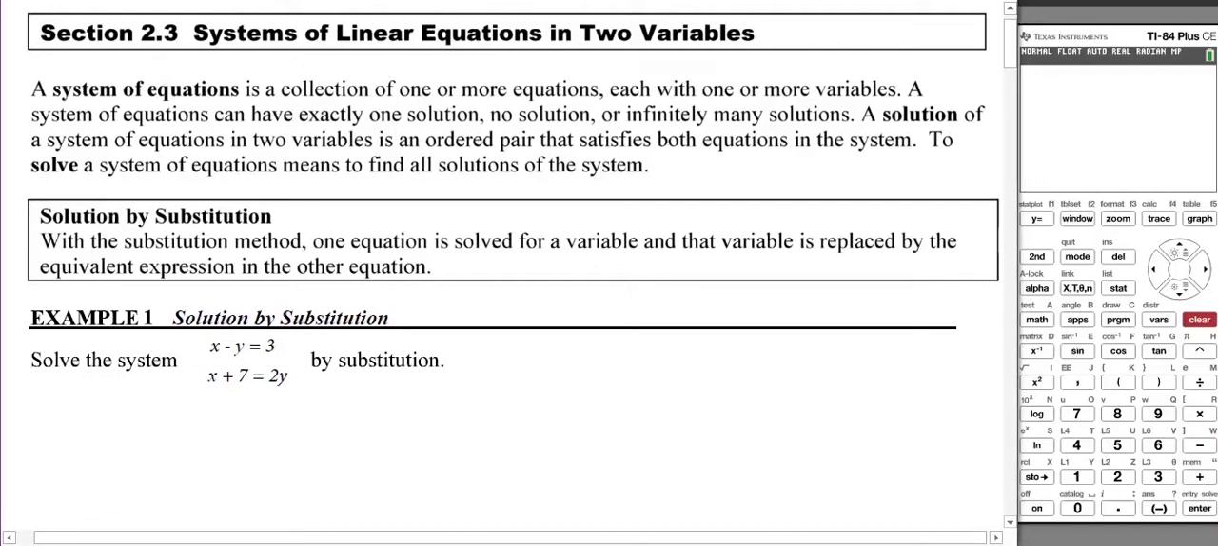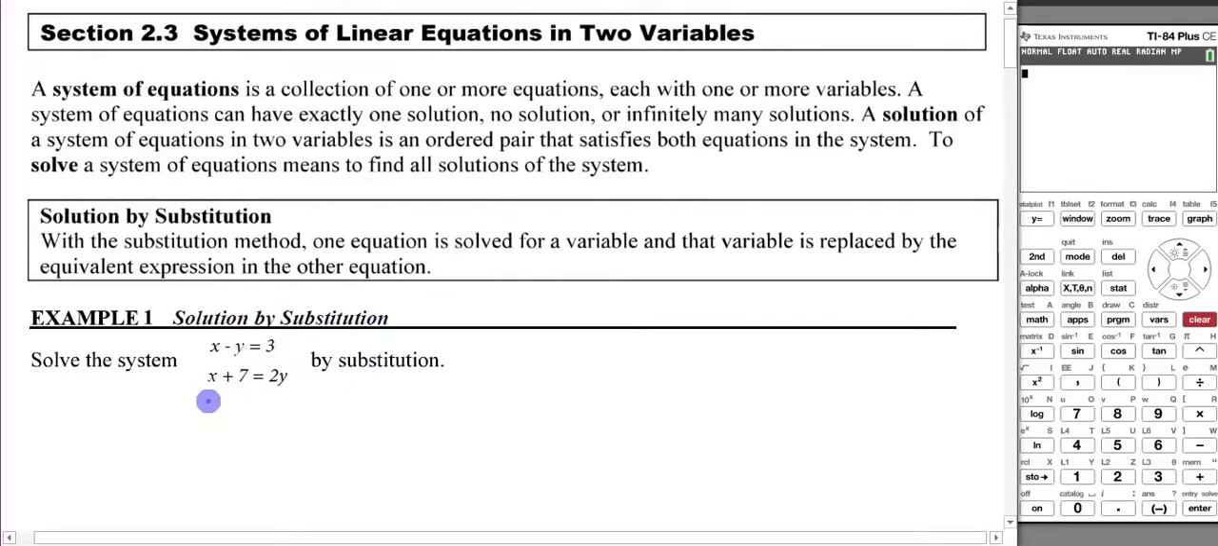2.3 is systems of linear equations in two variables. A system of equations is a collection of one or more equations, each with one or more variables. And a system of equations can have exactly one solution, no solution, or infinitely many solutions. A solution of a system of equations in two variables is an ordered pair that satisfies both equations in the system. To solve a system of equations means to find all solutions of the system.